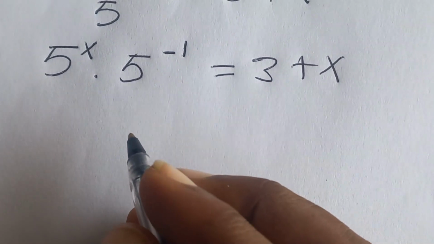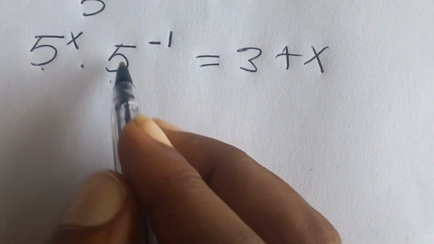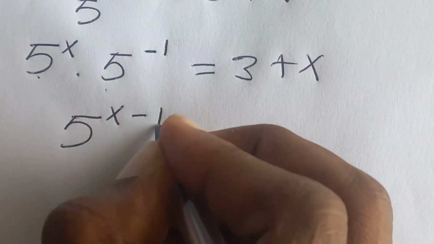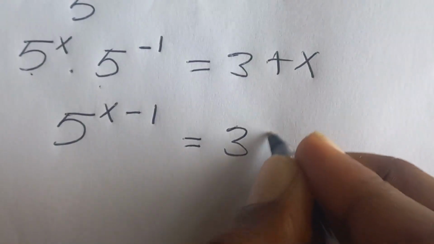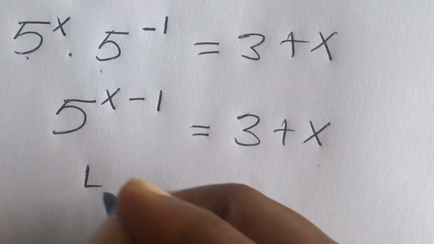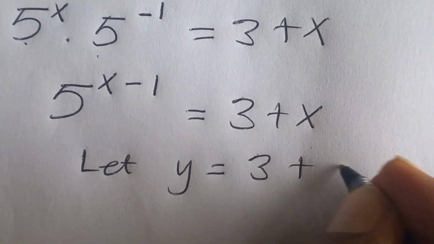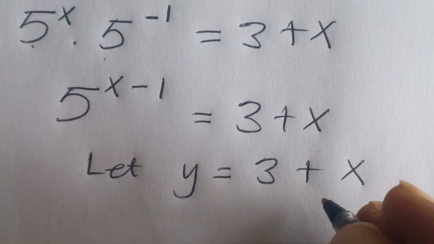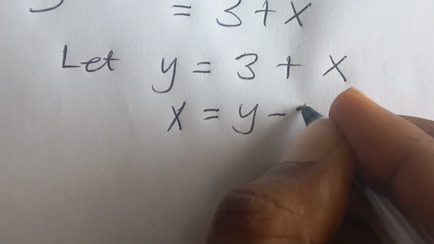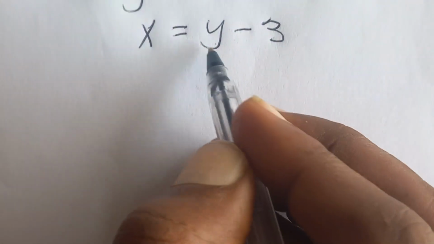Now, let's continue. So with this, we have 5 exponent x and 5 exponent negative 1. We can write it as 5 exponent x minus 1, which is equal to 3 plus x. Now say that let y is equal to 3 plus x. Now from here, let's make x the subject. So x is equal to y minus 3. So now let's replace x by y minus 3.